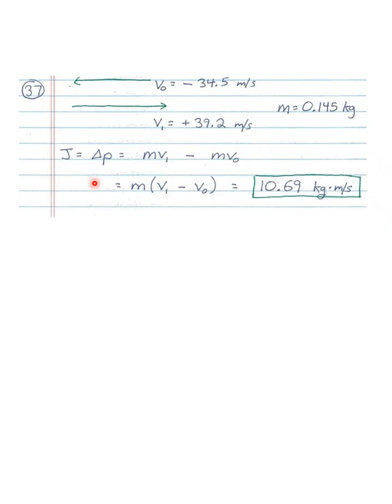The impulse is the change in momentum. So change in momentum is mv1 minus mv0. And when I can factor out the m, so it's m times v1 minus v0. The v1 is positive 39.2. The v0 that we're subtracting is negative 34.5. And so when we calculate that, we get an impulse of 10.69 kilograms meters per second.